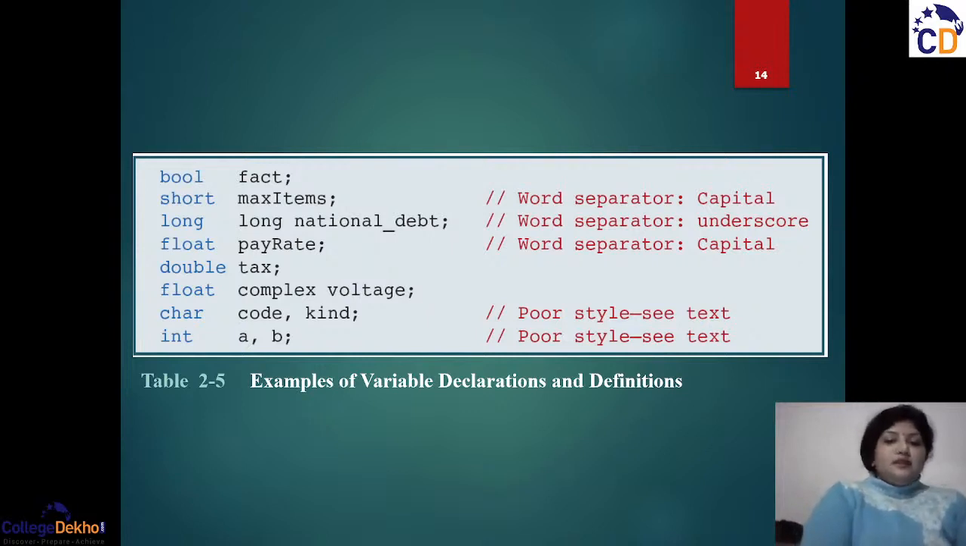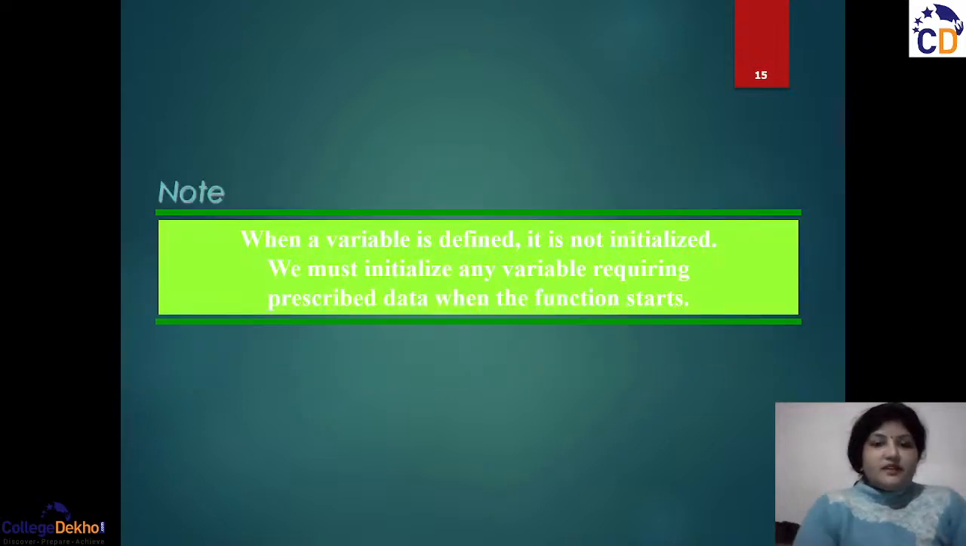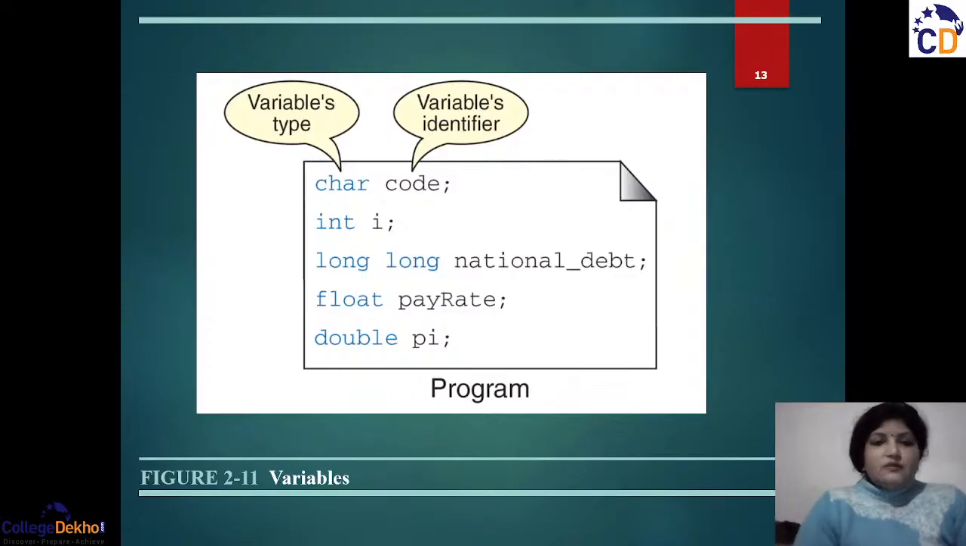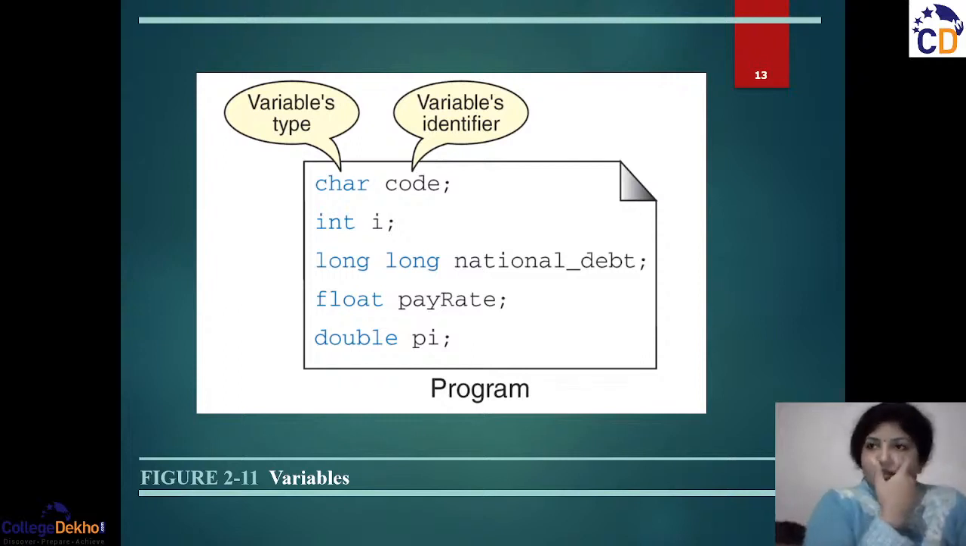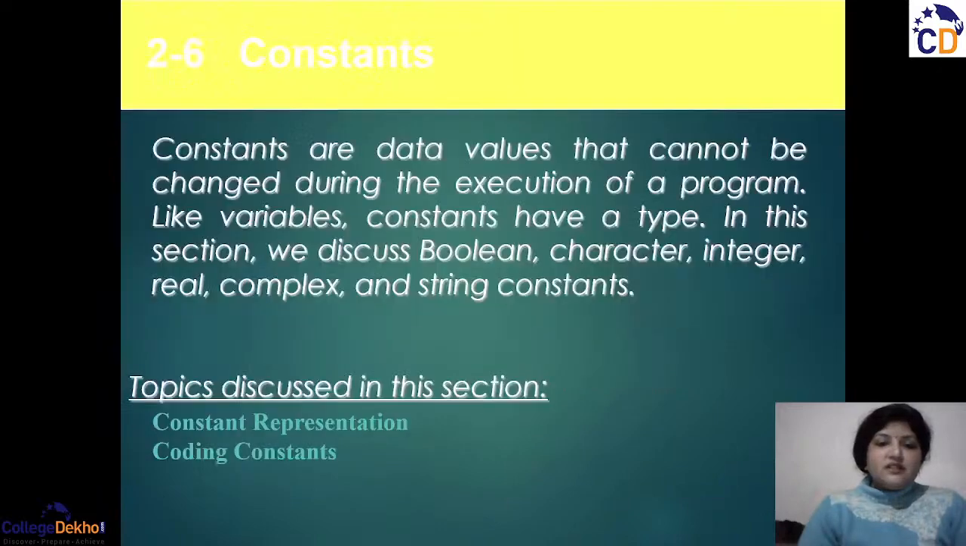Int A and B. These are the two variables that are defined as integers. When a variable is defined, it is not initialized. We must initialize any variable requiring prescribed data when the function starts. So usually in this program, you have seen what we have done: we have just declared the variables. We have not initialized them with any values. So we usually do this whenever we have to initialize the variables later on, once they are declared.